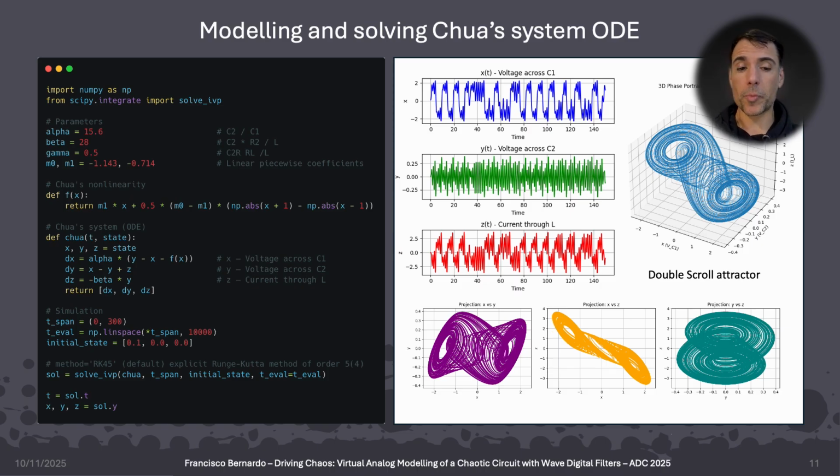I'm initializing simulation parameters with initial state and time span to the explicit Runge-Kutta method of fourth order. The result, which you can see on the right, is the time series for the state variables, the capacitors' voltages, and the inductor current. If we plot them in three-dimensional state space, we get what is called the double scroll attractor, which is characteristic of the Chua system. We can also see the XY, XZ, and YZ projections of the attractor on the bottom.